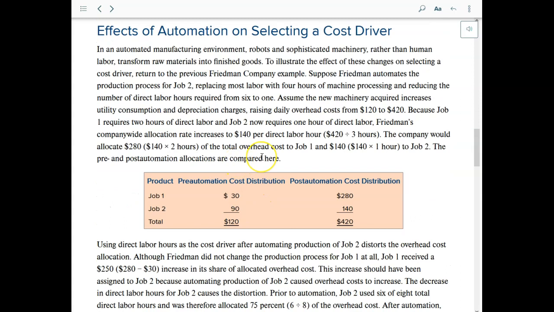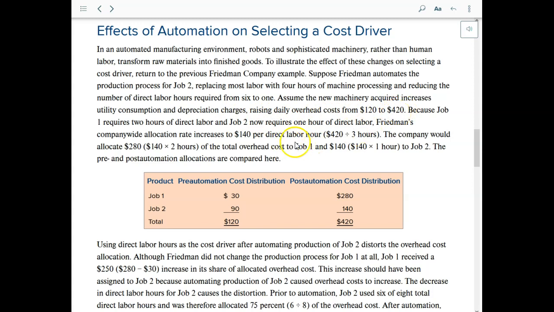So if we look at an automation example here, they say here that job number 1 stays the same, 2 hours of direct labor. Job number 2 now requires 1 hour of direct labor only. Why? Because they automated job number 2's process, more machinery and so forth. So now what we have is utility cost and depreciation charges for those new machines using job number 2. And so we have to allocate this total of $420 between the 2 jobs.